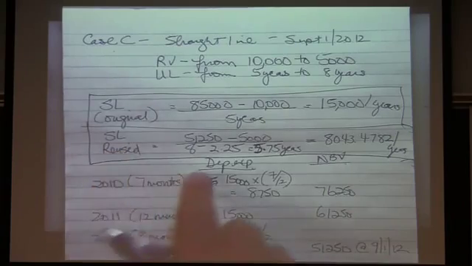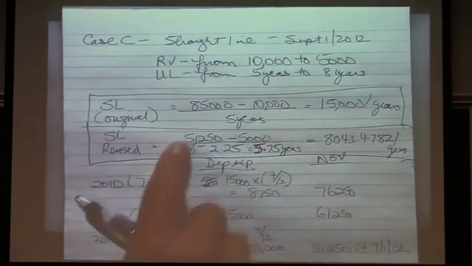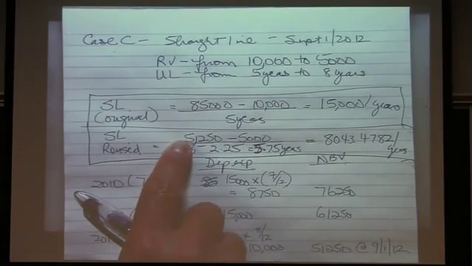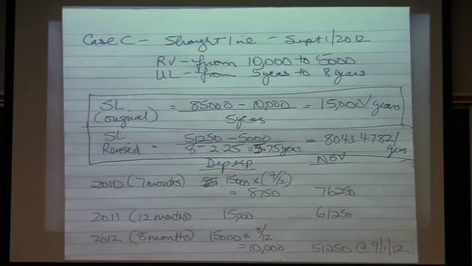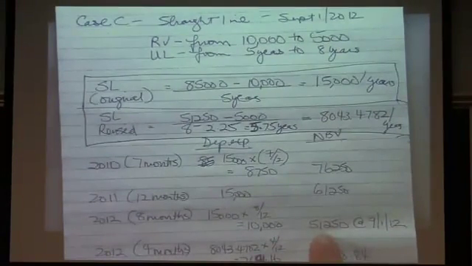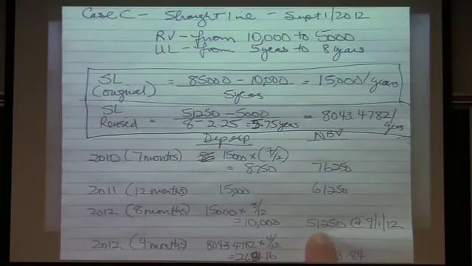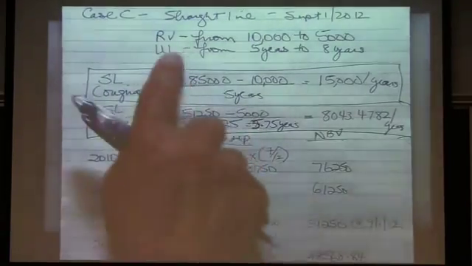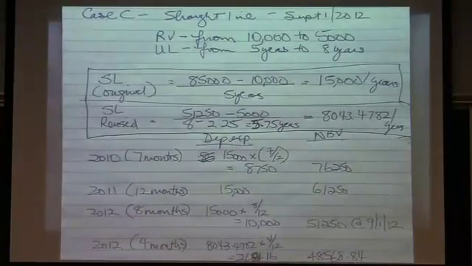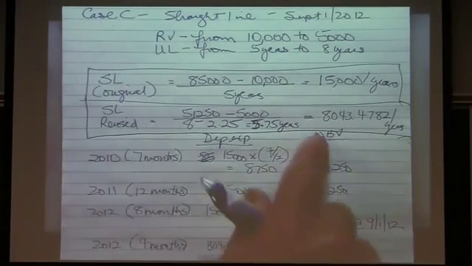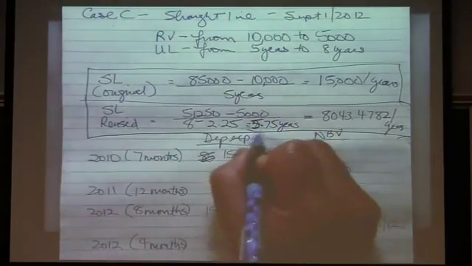And to do that, we need to determine the net book value of the asset at the date of change, or just the day prior to the date of change. In that case, it was September 1st, 2012, for 51,250. Subtract the new residual value of 5,000. We're going to divide it by the new remaining useful life.